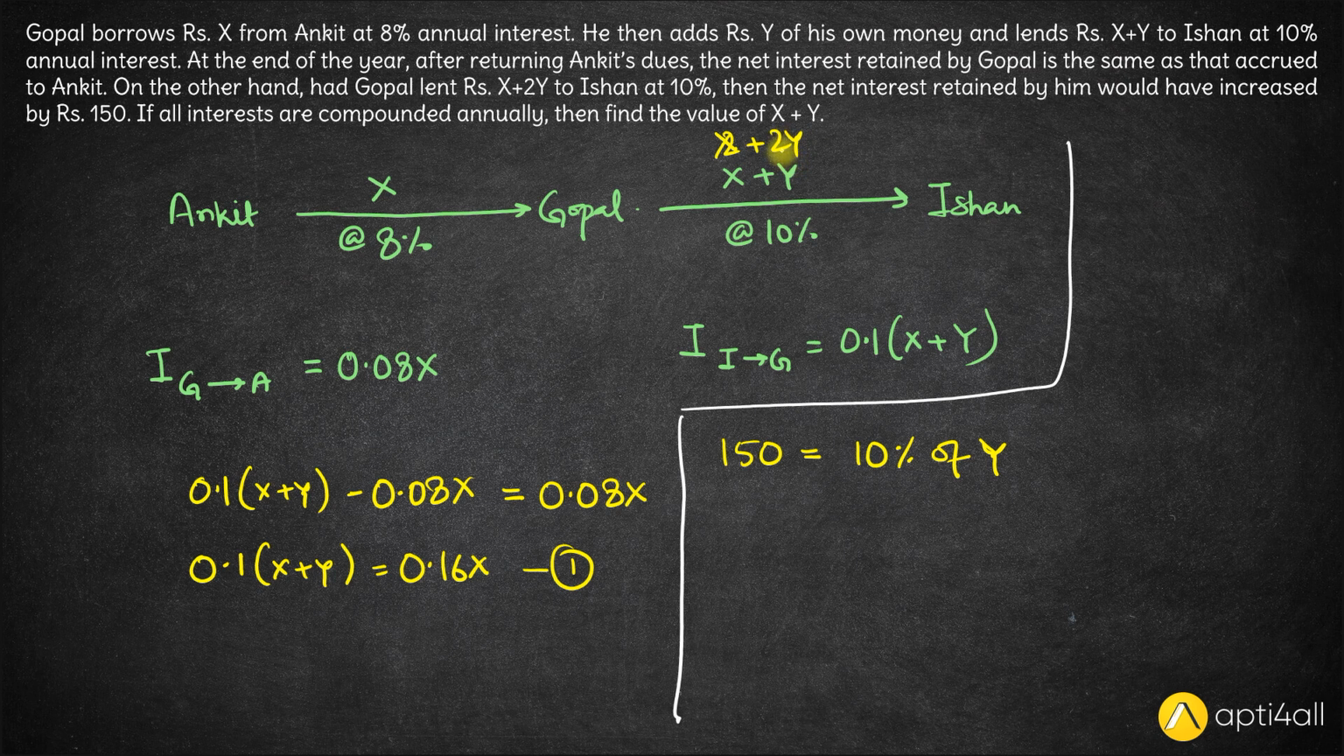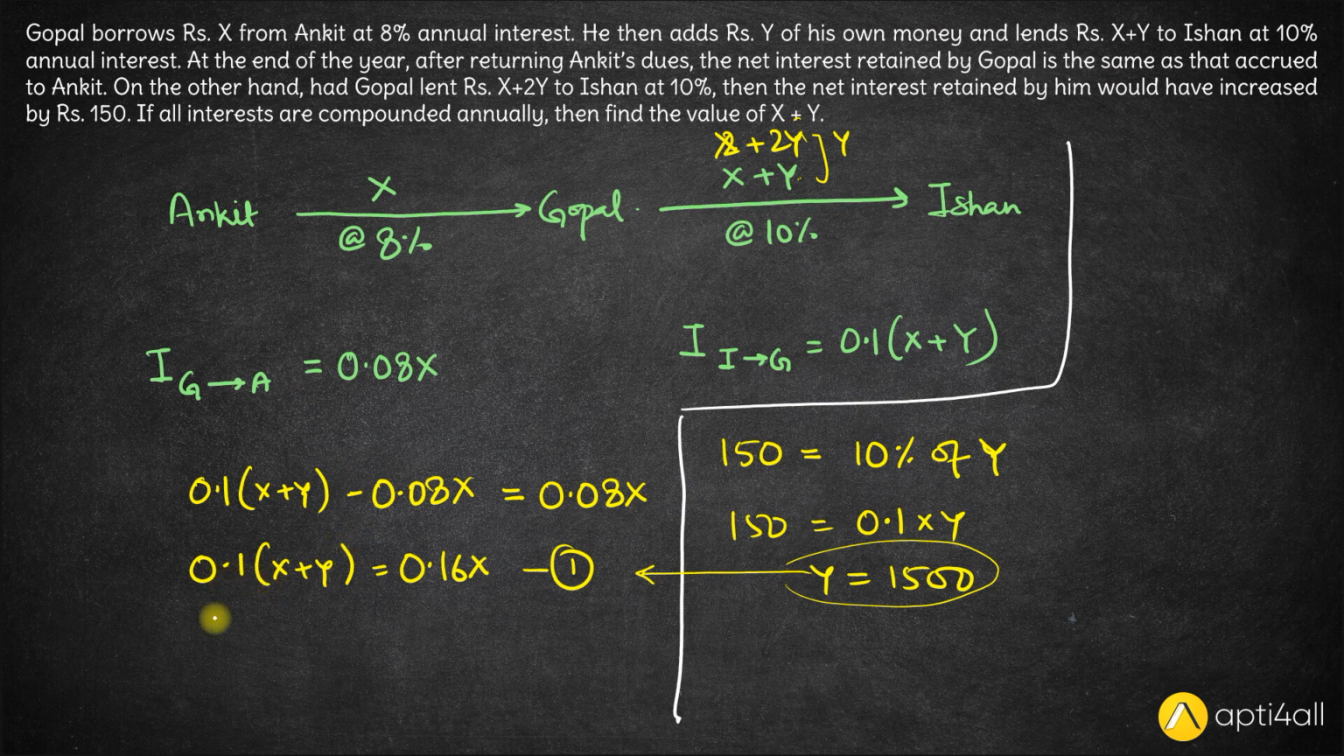So what is the extra principal? Extra principal is the difference of these two, which is Y. So because of this Y rupees, he is earning 150 extra. So 10% of this Y should be 150 rupees. So we have 150 is equal to 10%, that's this 0.1 times of Y, and Y here comes out to be 1500, right? Now substituting this value of Y 1500 over here.